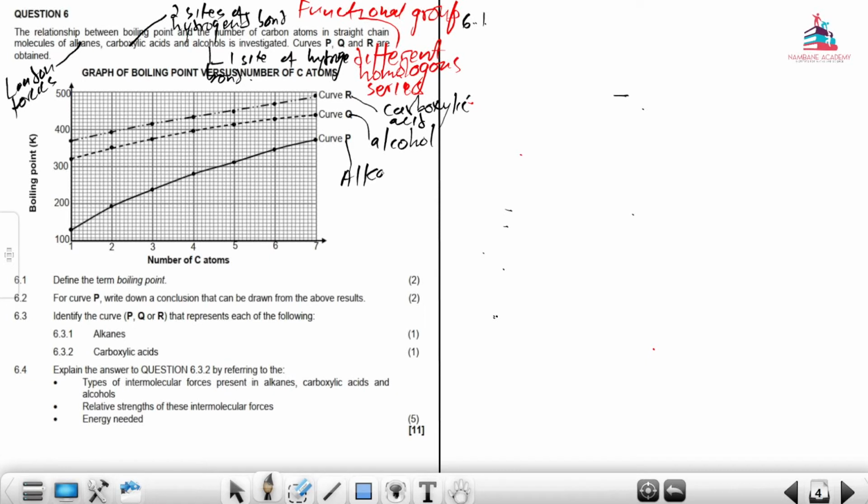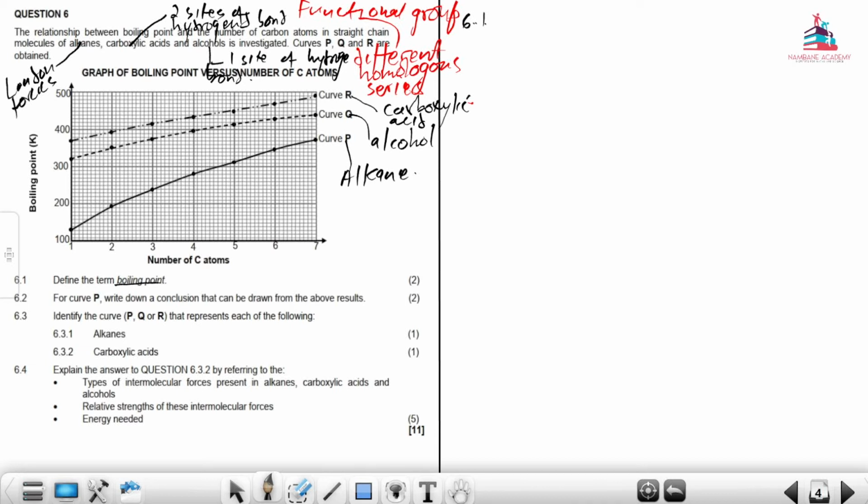So already, even if I don't know the questions that the examiner is going to ask, I am able to fully explain and interpret the graph the right way it's supposed to be done. So already I have answered majority of the questions here by just analyzing the given graph. What are the questions? The questions are: define the term boiling point.